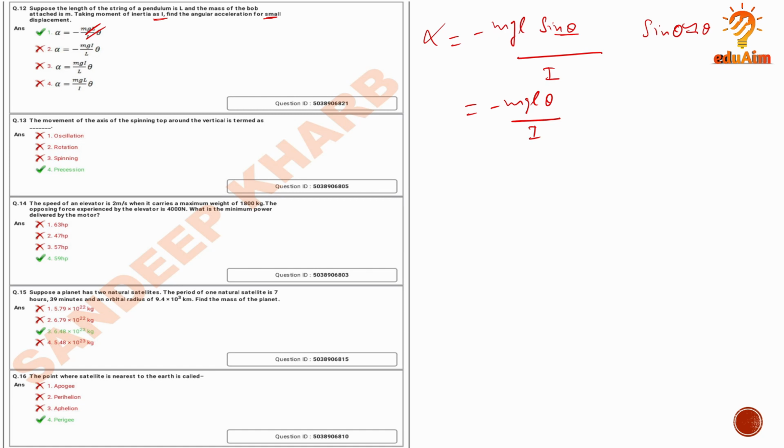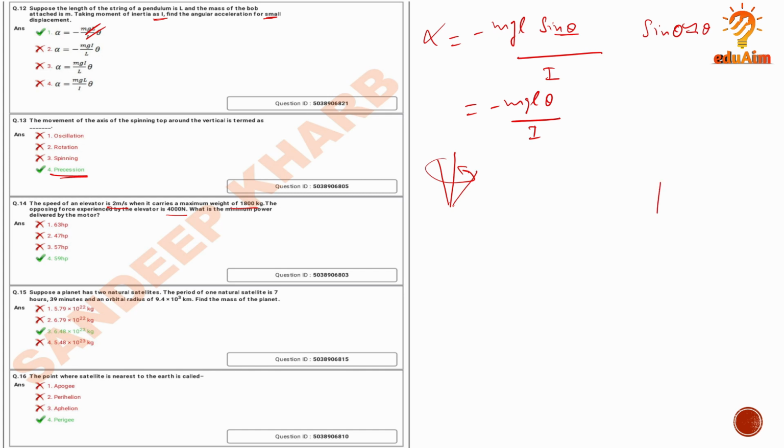13th: the movement of the axis of spinning top around the vertical is termed as precession. 14th question: the speed of an elevator is 2 meters per second when it carries a maximum weight of 1800 kg. The opposing force experienced by the elevator is 4000 newtons. What is the minimum power delivered by the motor?